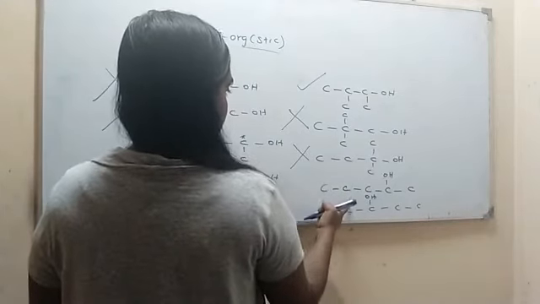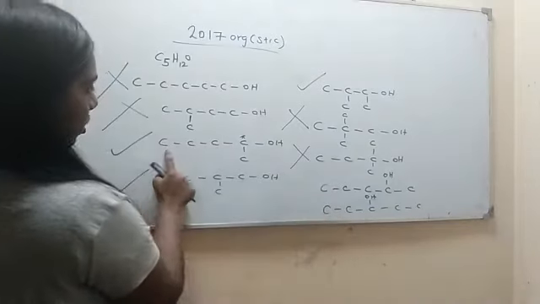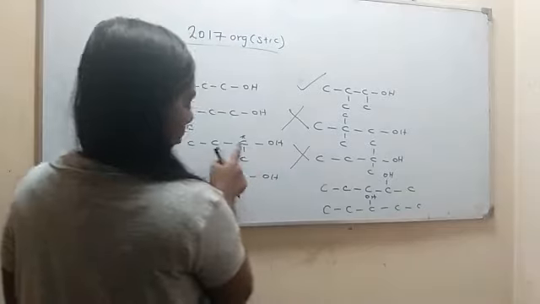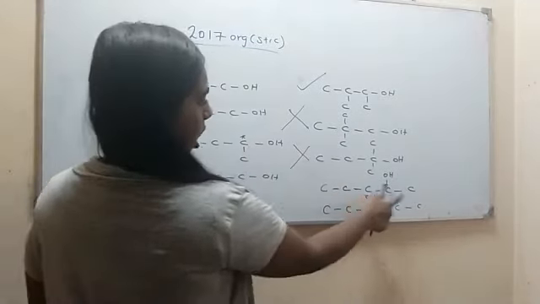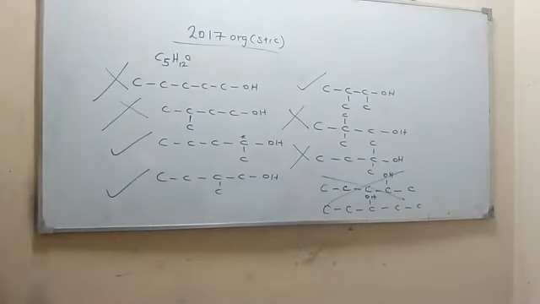When you consider this structure, see, both are the same structure. See 3 carbons, carbon, carbon, OH. Similarly, carbon, carbon, OH. Therefore, we can cut off this structure. So that's why, after drawing the chain, when you are changing the position of the functional group, sometimes you will repeat the same structure.